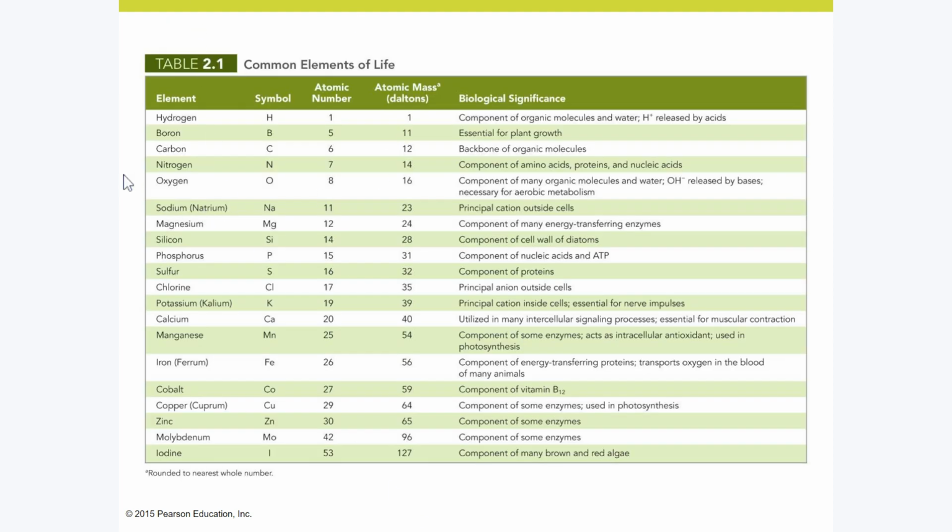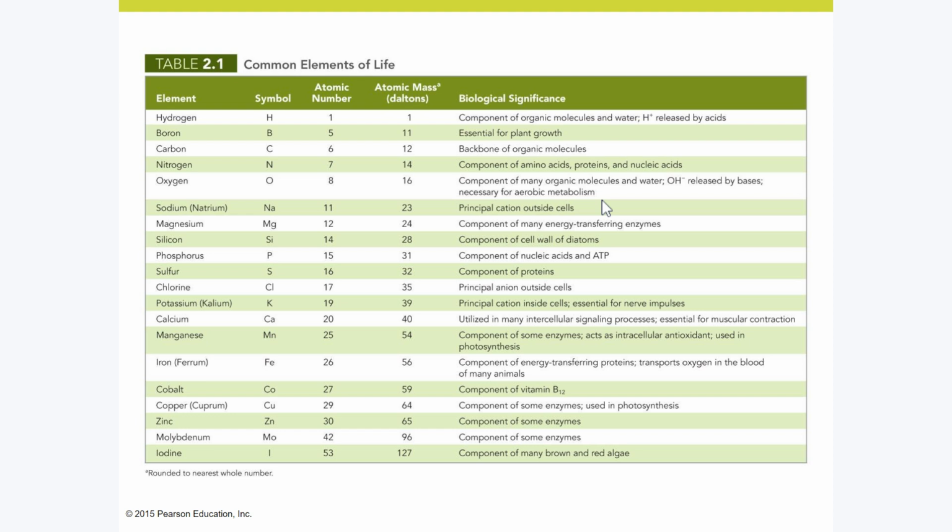Here we can see common elements for life. Hydrogen, symbol is H, atomic number is 1, and so on and so forth. This should be very, very familiar. What I want to draw your attention to is the biological significance. Hydrogen: components of organic molecules and water. Hydrogen ions are released by acids. Essential for plant growth for boron. Backbone of organic molecules for carbon. Component of amino acids, proteins, and nucleic acids for nitrogen.